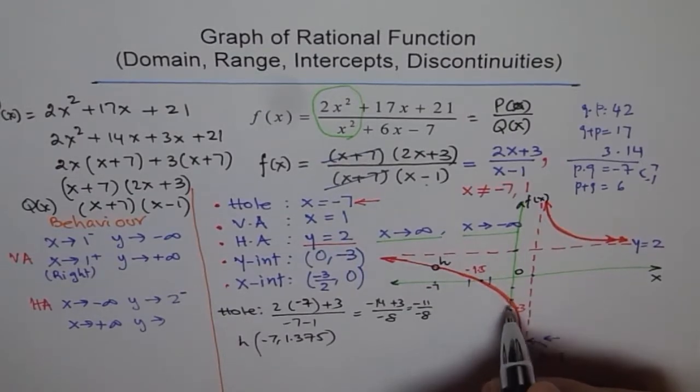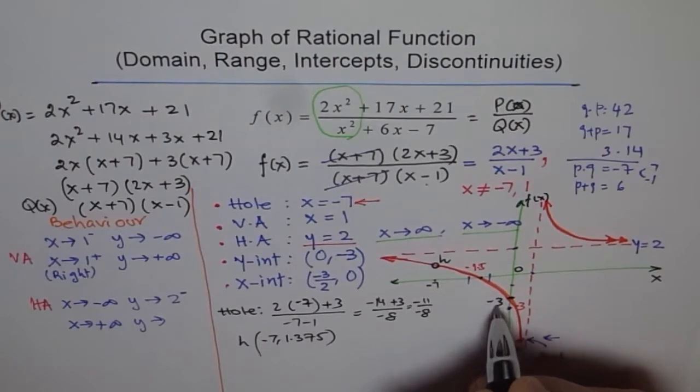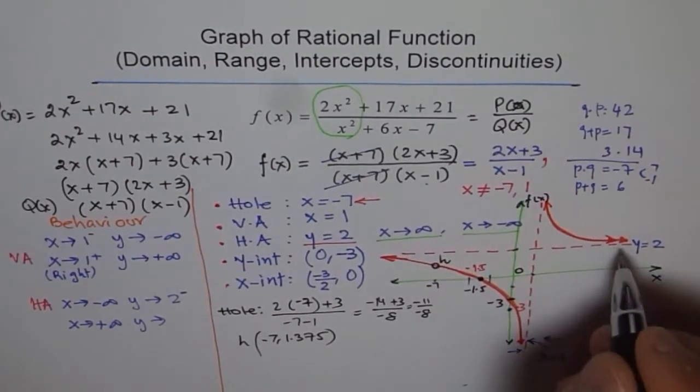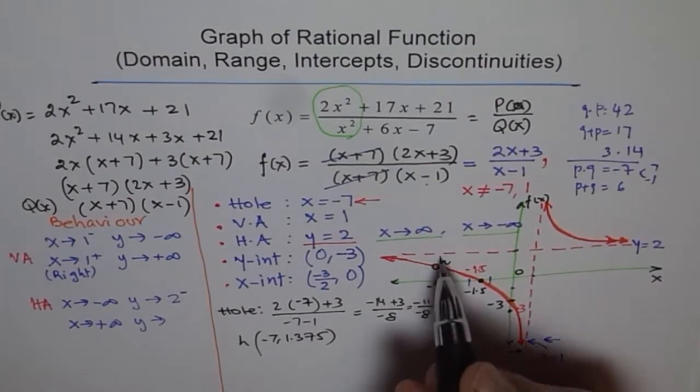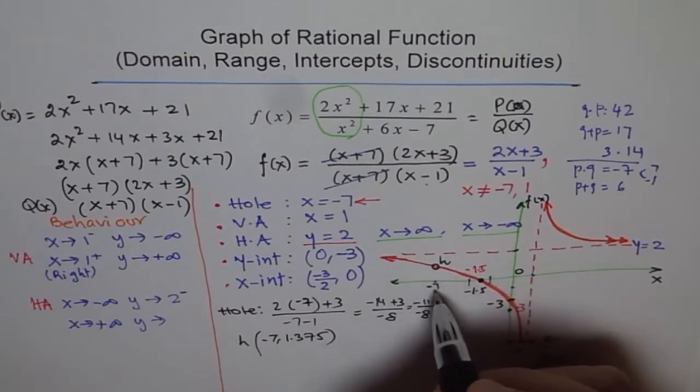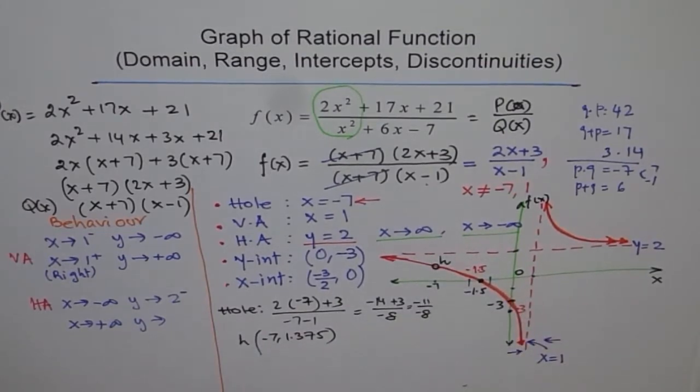Don't forget to label all your points. So this is minus 3 for me, and that is minus 1.5, and that is y equals 2, x equals 1, and the hole is, I don't want to mess this up, but you understand, minus 7, 1.375. So that is the location of the hole.